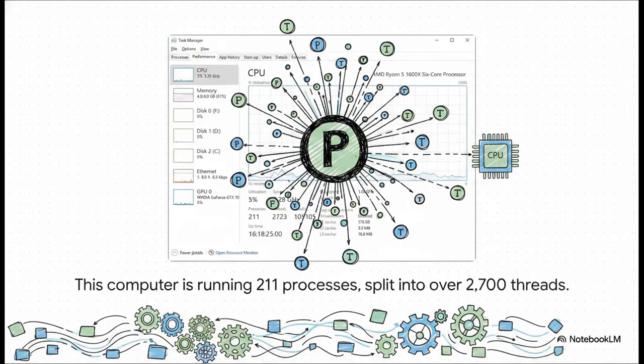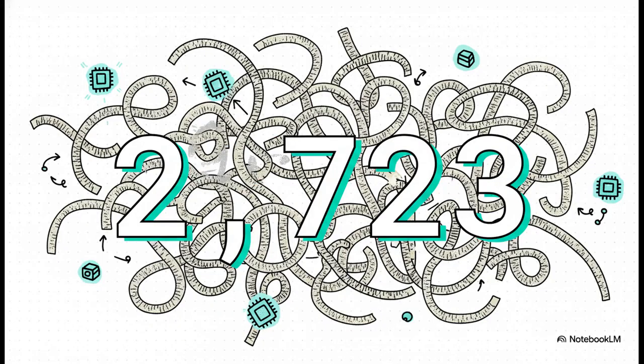So if we go back to our task manager for a second, check this out. You can see here that there are 211 processes running, but those programs have been broken down into a pretty staggering number of threads. Over 2,700 threads. That averages out to something like 13 threads for every single process. And each one of those is a separate little to-do list that the CPU is managing, constantly switching between them to keep everything humming along.